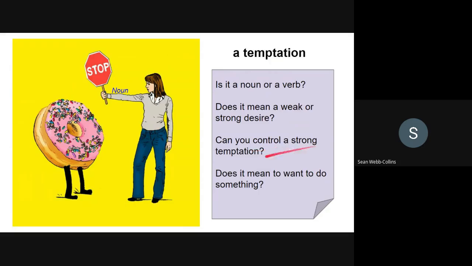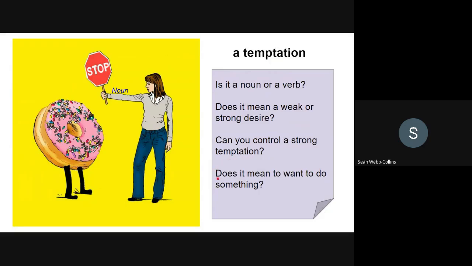Can you control a strong temptation? Well, it depends. You must have self-control. If you have self-control, then you are able to resist temptations.